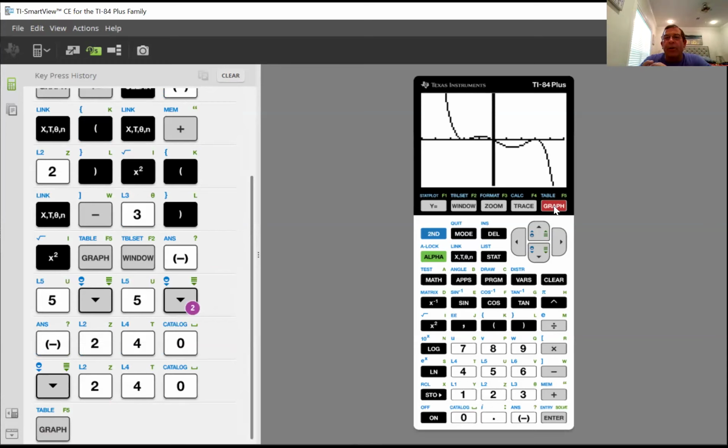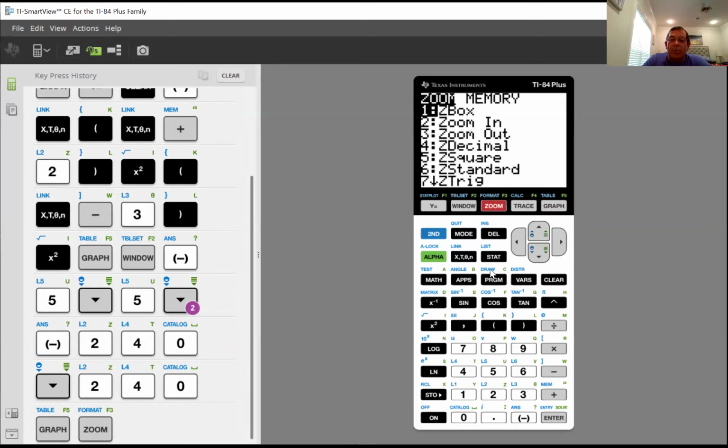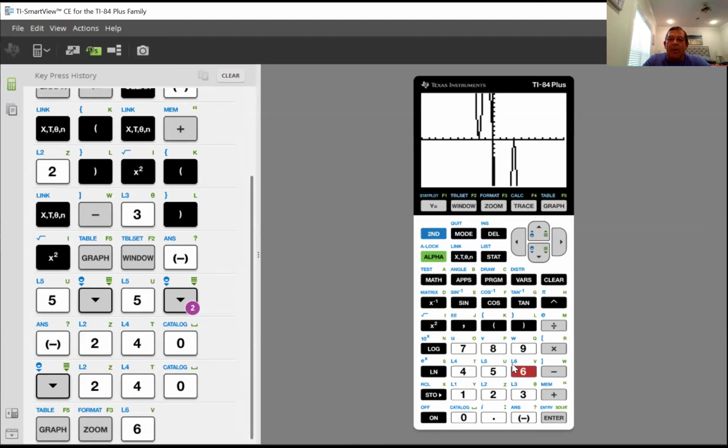All right, y'all, so get good on setting that window, remember, for some of these. Now, to set the window back to a 10 by 10, I just hit zoom number 6, zoom standard, puts my graph back on a 10 by 10.